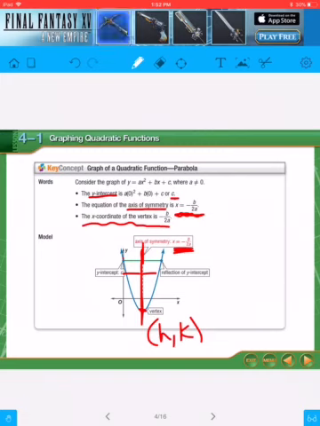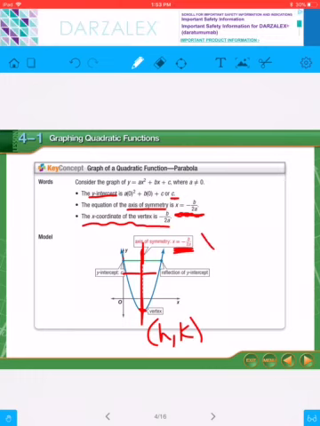Okay, axis of symmetry is also always written as an equation. It's x equals negative b over 2a. If you just say negative b over 2a, that's going to end up being a number, but that doesn't tell us the equation of the axis of symmetry. So it's always x equals. Don't forget that.